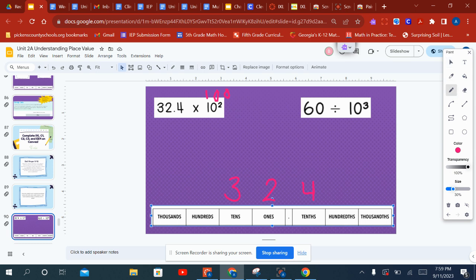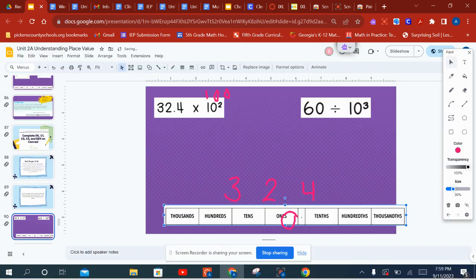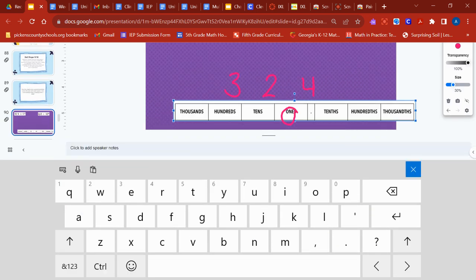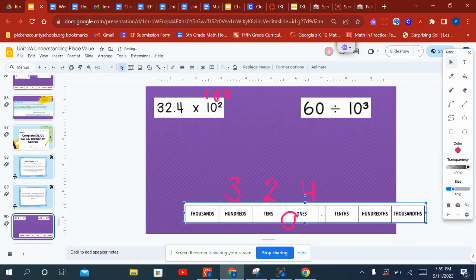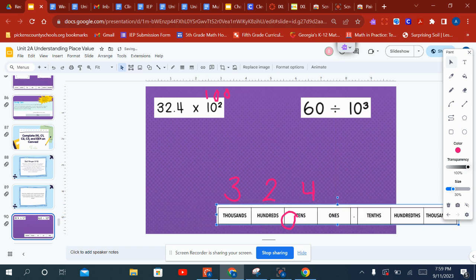I want you to also pay attention as I do this. Pay close attention to what's happening to my decimal as I move my digits, okay? So my 3 is in my tens. I'm multiplying it times 100. So my 3 is now going to go to my thousands. I shifted it 2 place values, okay?